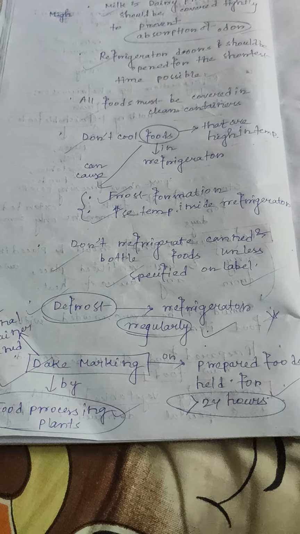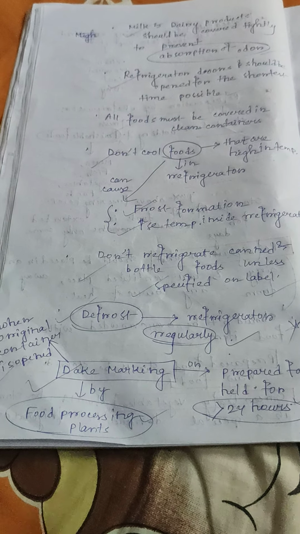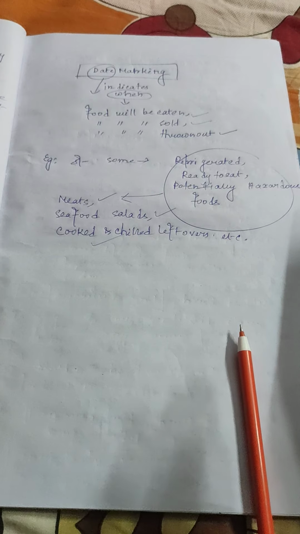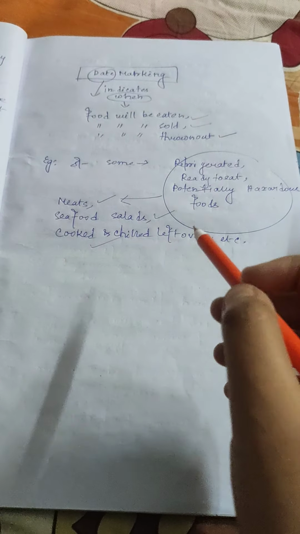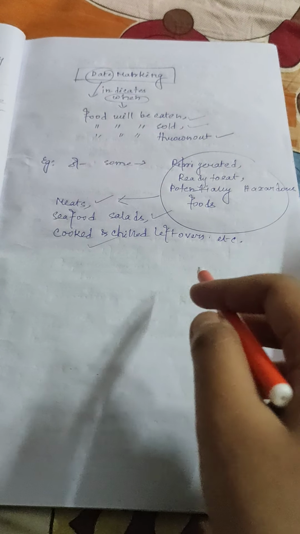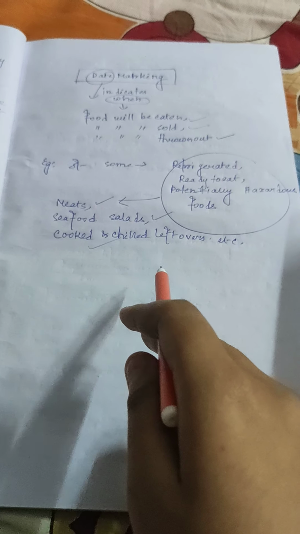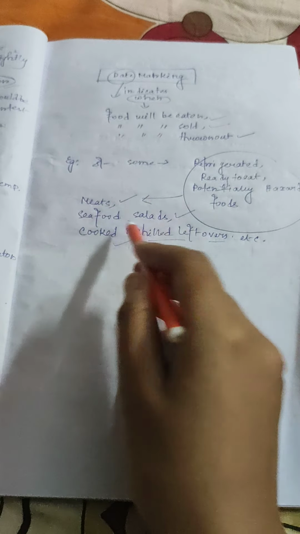So date marking on the prepared foods that are held in the refrigerator for more than 24 hours should be done by food processing plants. Date marking is done when the original container is opened. Date marking indicates when the foods will be eaten, sold and thrown out. Refrigerated ready to eat potentially hazardous foods are meats, seafood salads and cooked and chilled leftovers.